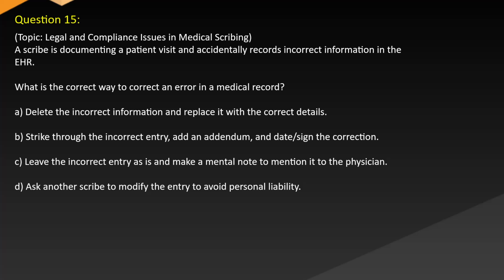A. Delete the incorrect information and replace it with the correct details. B. Strike through the incorrect entry, add an addendum, and date and sign the correction. C. Leave the incorrect entry as is and make a mental note to mention it to the physician. D. Ask another scribe to modify the entry to avoid personal liability.